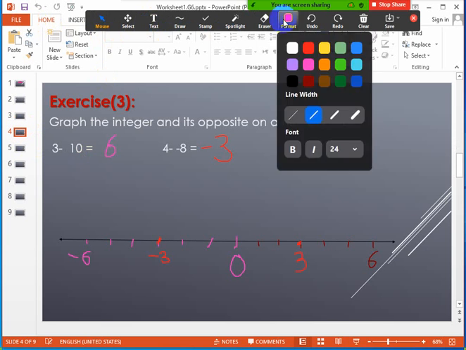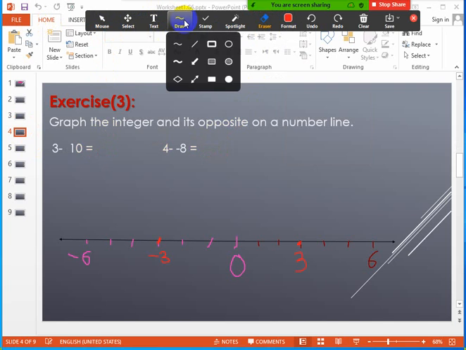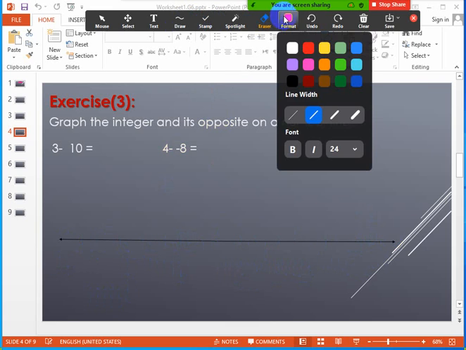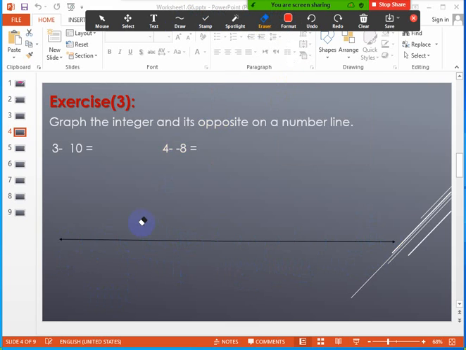Okay, also graph the opposite and the number. I have here 10 and -8. So first thing, I will locate the 10. So I will here first thing, this is 0. 10 will be on the right side of 0, so I will count 10. 1, 2, 3, 4, 5, 6, 7, 8, 9, 10. This is 10.